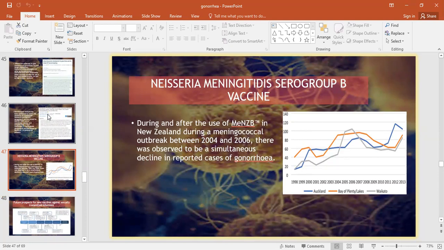This graph shows the trend of Neisseria gonorrhoeae infection in three different regions of New Zealand during the outbreak of meningococcal meningitis, when they used the meningococcal vaccination during 2004 to 2006. It was observed that reported cases of gonorrhea infection declined simultaneously.